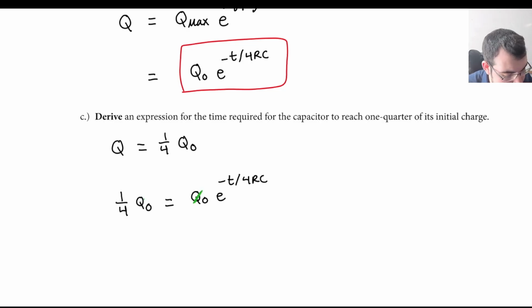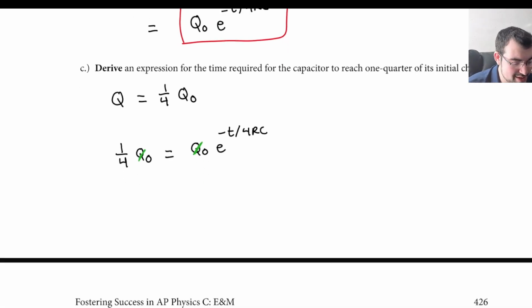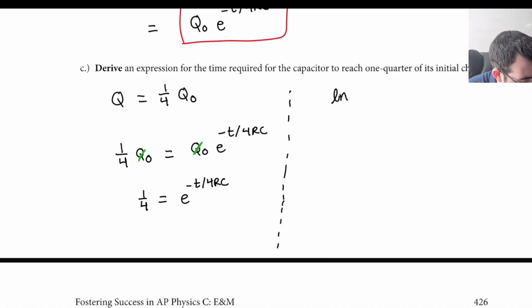It's actually independent of Q0, which you start to get a feel for with these exponential problems, because it depends on itself, just like the loan question. So we get 1/4 is equal to e to the negative t over 4RC. Now we're trying to solve for this t in the exponent, so we need to take the natural log of both sides to remove that. So we can write natural log of 1/4 is equal to natural log of e to the negative t over 4RC.